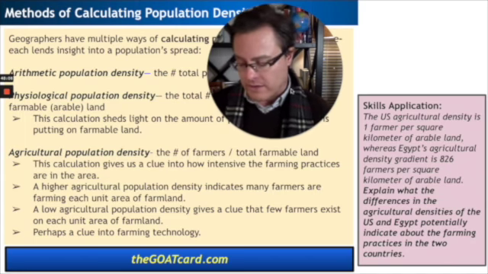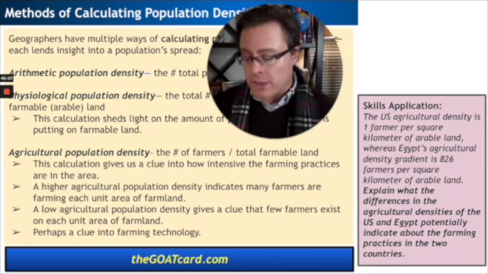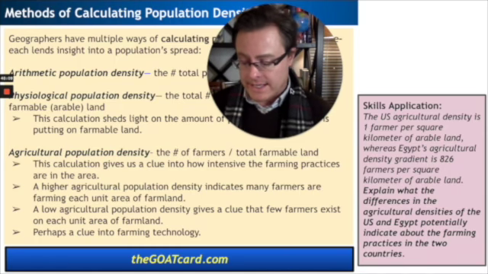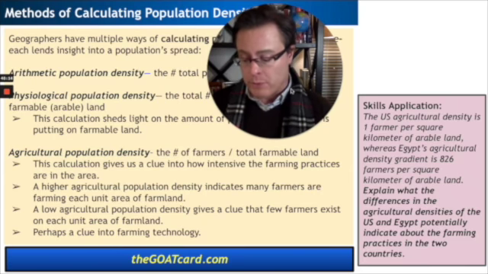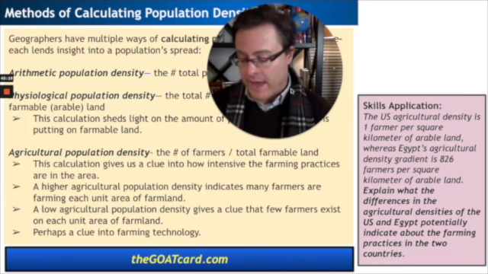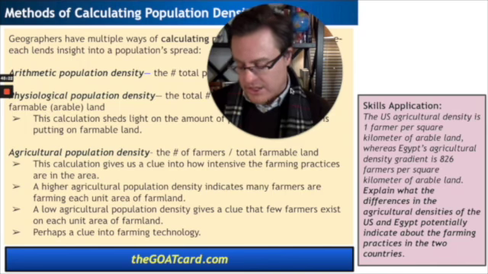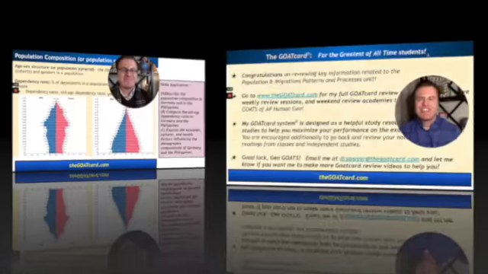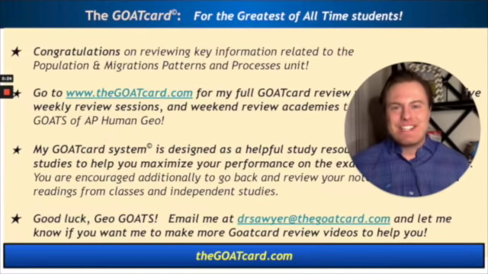Conversely, the lower agricultural density in the United States suggests farming practices produce less farm output per square kilometer of arable land, use less labor and inputs, and are more mechanized, or using farming technology rather than human farmers. Well, there you have it, AP Geo scholars.